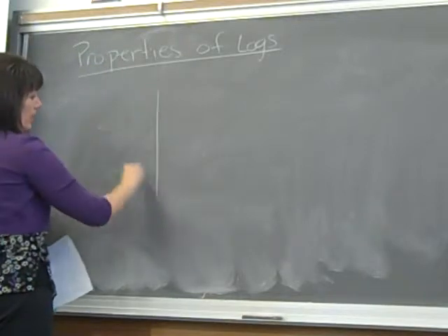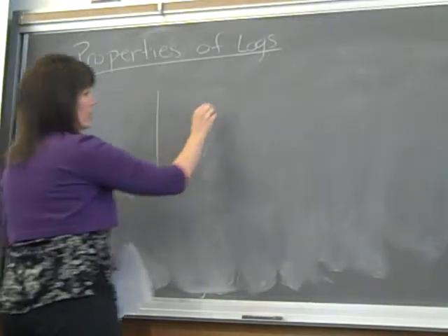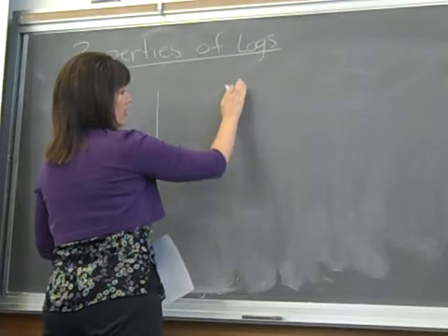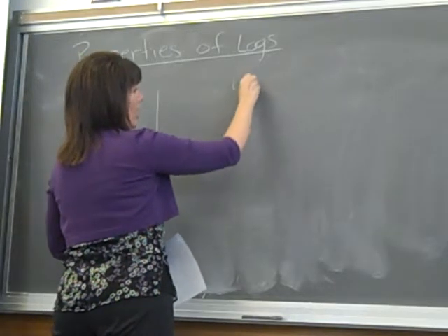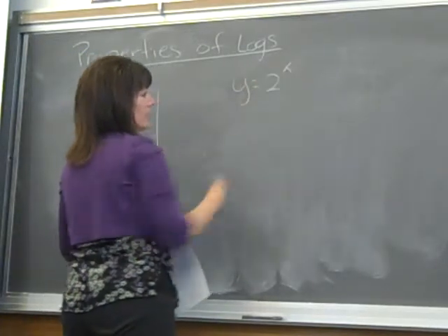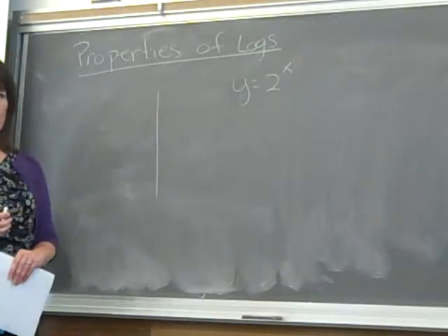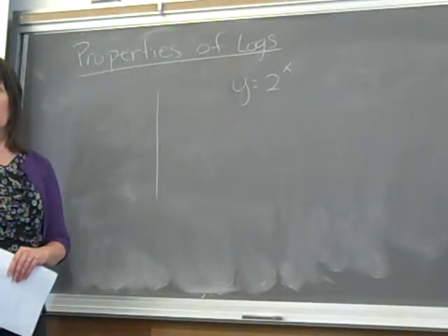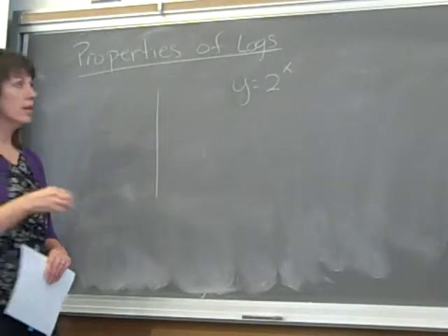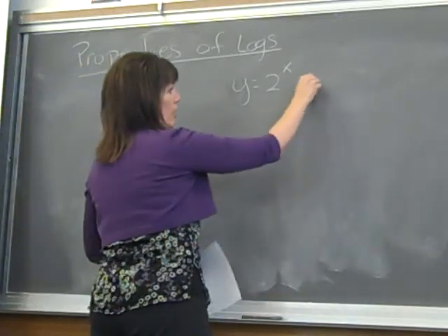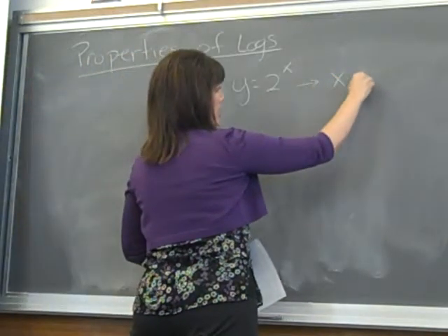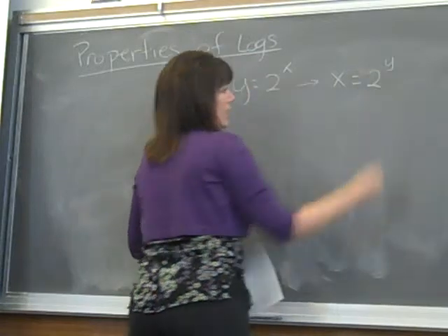You guys know that an exponential, well, first of all, let me do this. Let's do this. Y equals 2 to the x. If I want you to find the inverse of that, what are the steps to doing that? Switch x and y. And then what do we do?